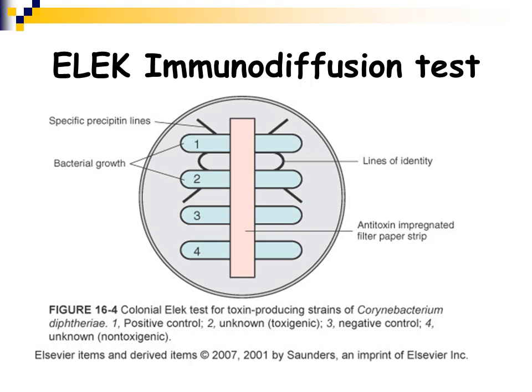So if you see those precipitin lines, that would be considered positive for being a toxin producer. And you have to show that the strain is producing diphtheria toxin in order to diagnose someone with diphtheria.